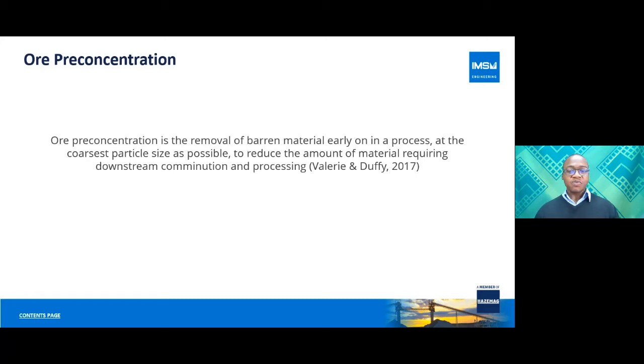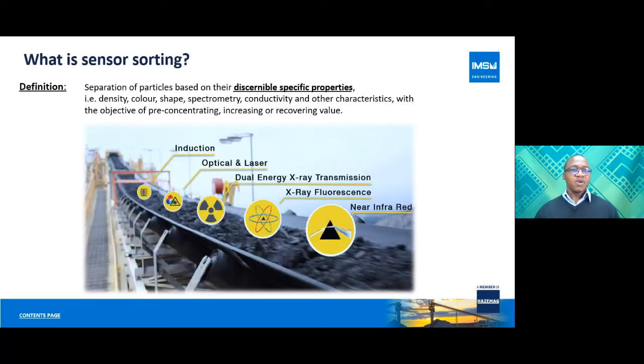There are many ways in which we can go about ore pre-concentration, but the focus of our presentation today is on sensor sorting. So what is sensor sorting? Sensor sorting is the separation of particles based on their discernible specific properties. In other words, we can use a variety of sensors such as induction, color and laser, dual XRT (X-ray transmission), and near-infrared to separate particles based on their characteristics. In many cases, we do combine these sensors in one unit.